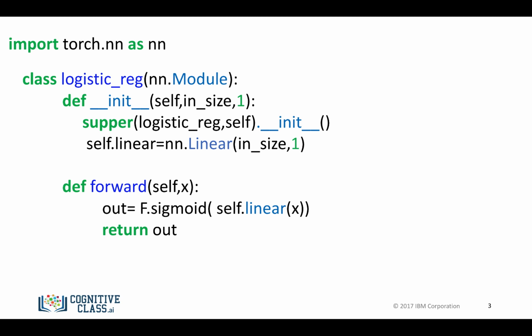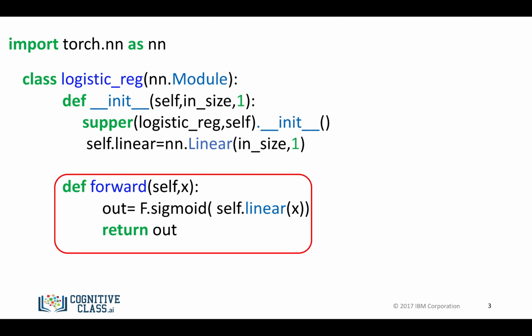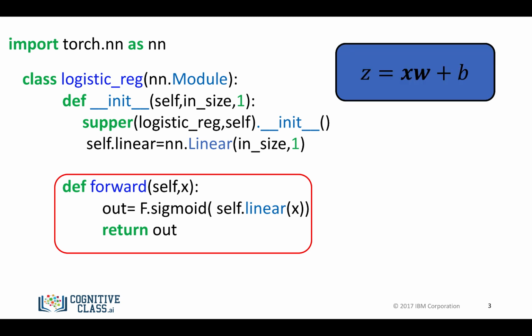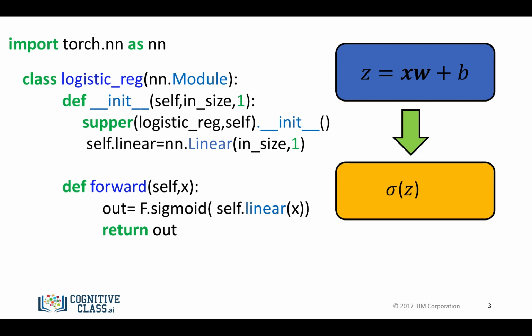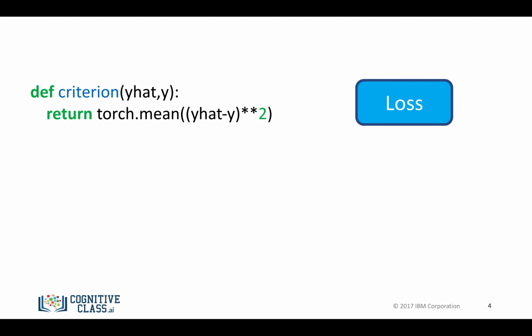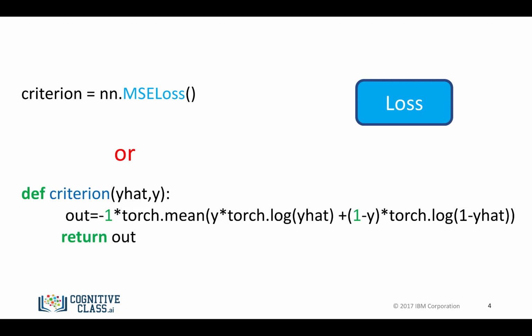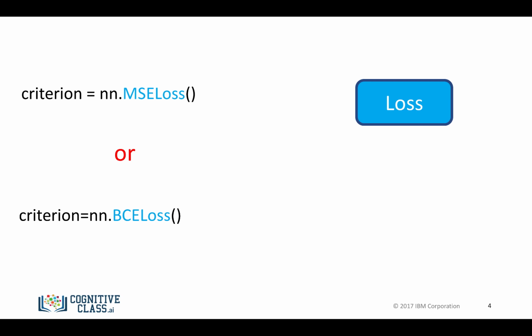The only difference from linear regression is we add the sigmoid function in the forward function. What this does is it will take our linear function and apply a sigmoid function to it. So we can use different loss functions. We can use our mean square error, and we can use the built-in version of PyTorch, or we can use the cross entropy. And PyTorch also has a built-in function called BCE loss.